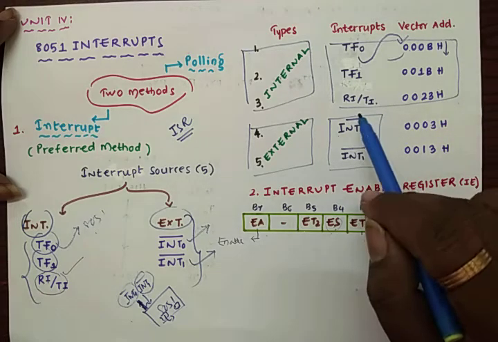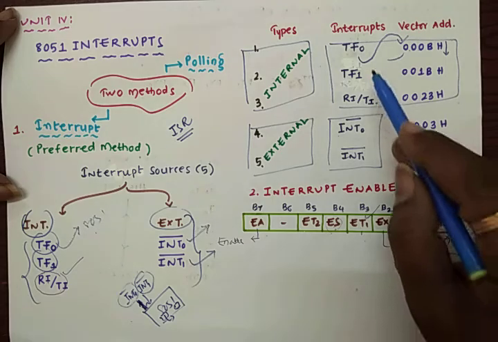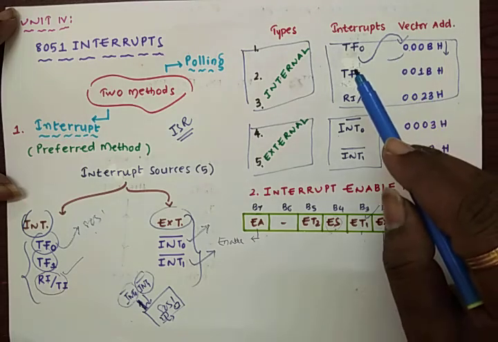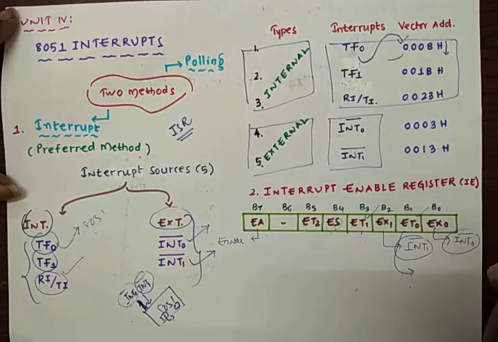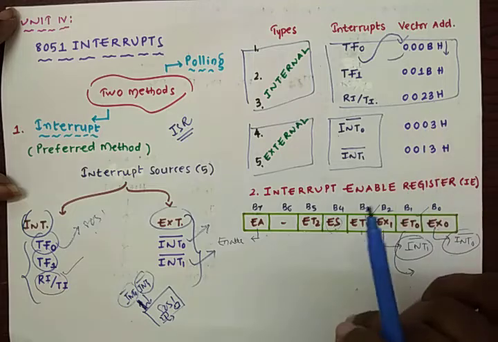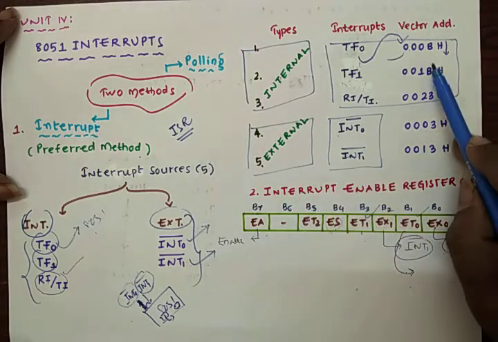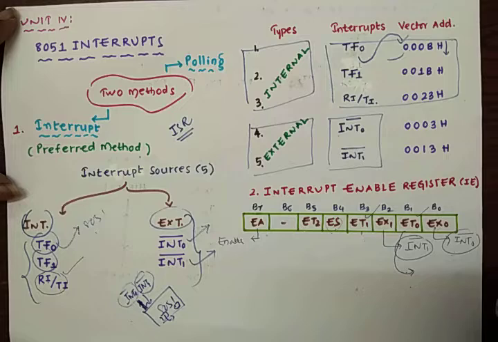That means whenever these interrupts are detected by the 8051 microcontroller, it is going to stop the current execution, and the program control will jump to these particular addresses, where it can fetch the instructions to serve that particular input output device. So this is the important thing about vector addresses.